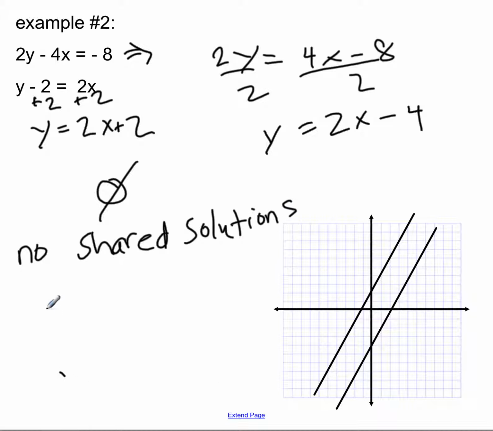Okay, Linus calls this inconsistent, so you will see that word in your work. And actually, I forgot to mention on the last slide that when you get an answer that is a point, that is one shared solution, that would be called consistent. I'll remind you of that in one of the future slides coming up.